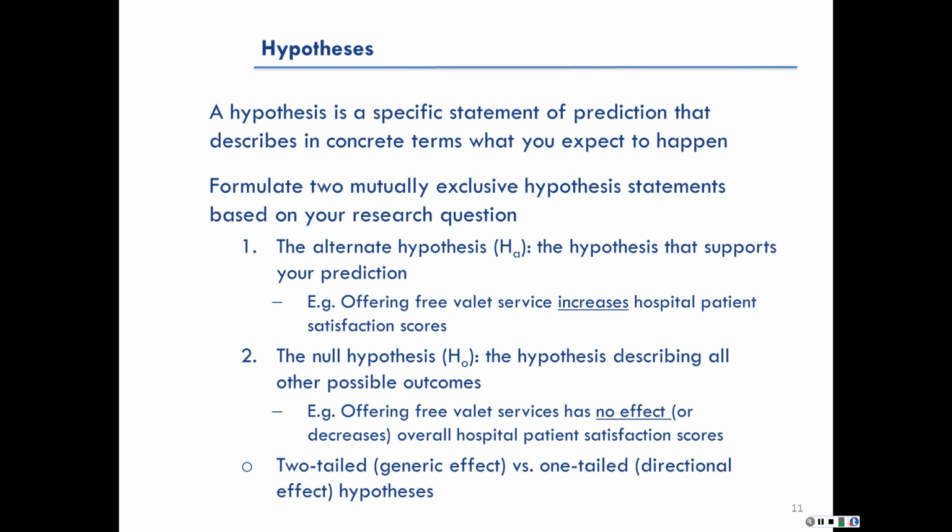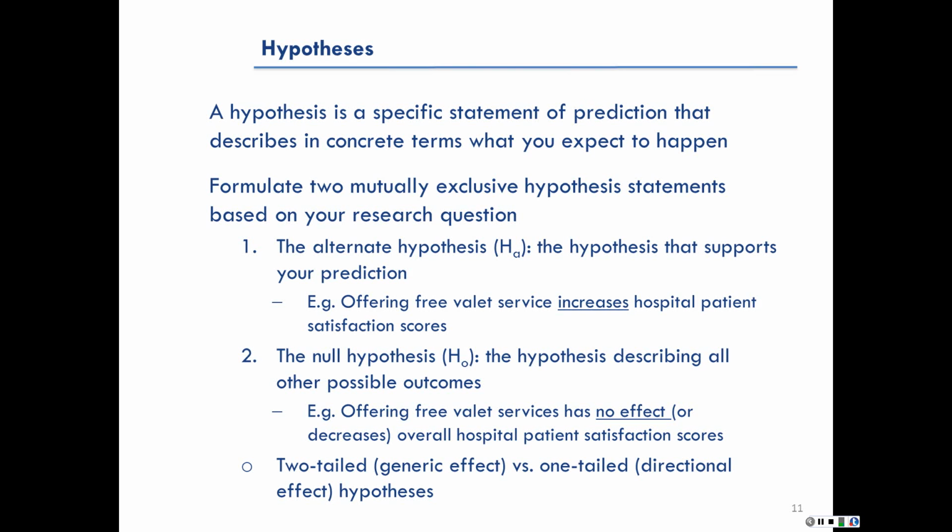The mutually exclusive alternative is referred to as the null hypothesis, and this is the hypothesis that describes all other possible outcomes. So in this case, the null hypothesis would be: offering free valet service has no effect or actually decreases overall hospital patient satisfaction scores. One thing to note here is that you can have either two-tailed or one-tailed hypotheses.